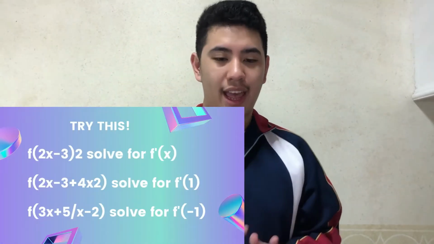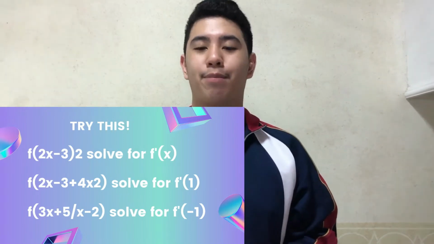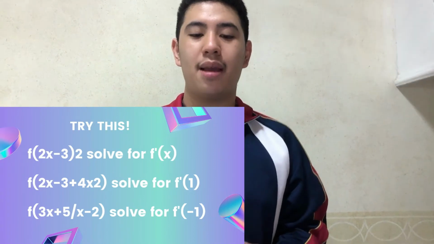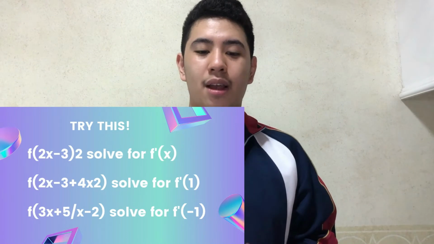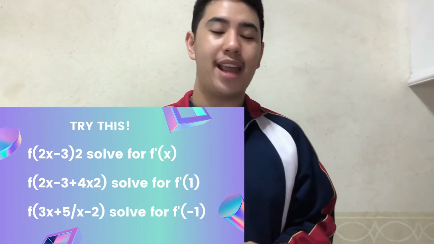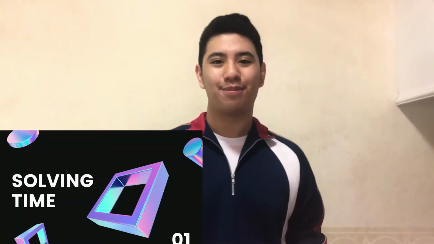After discussing our examples, now we should try this. First equation, f of x is equal to (2x minus 3) raised to 2. Solve for f prime of x. Second equation, f of x is equal to 2x minus 3 plus 4x squared. Solve for f prime of 1. And the last question is f of x is equal to 3x plus 9 minus 11x squared. Solve for f prime of negative 1. Let us grab our papers and pens, and we should start our solving time.